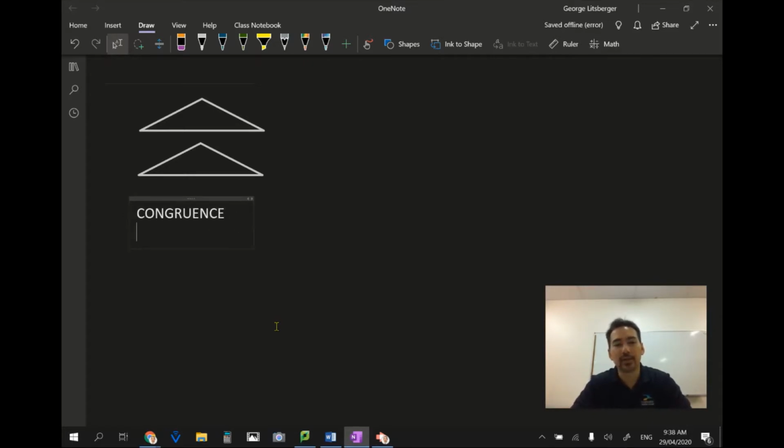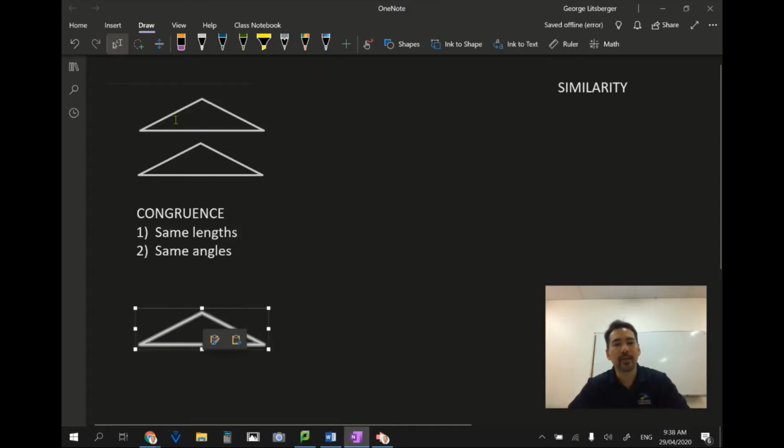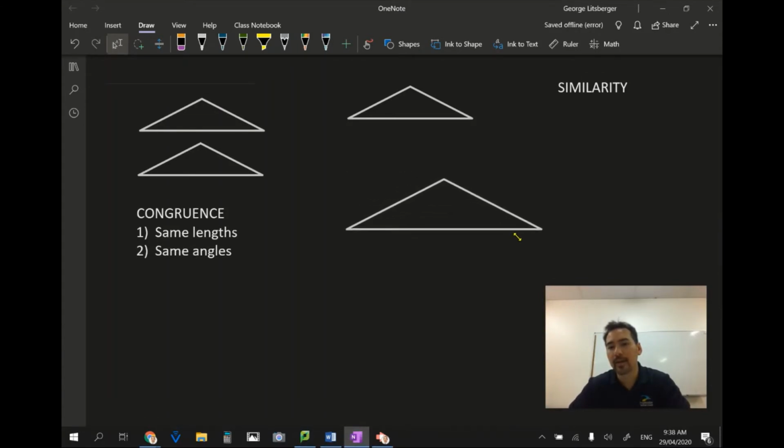We would say that the two triangles are congruent when they have the same lengths and when they have the same size angles. And today we're looking at similarity. So similarity is when we have the triangle, which I'm going to start over here, and then I'm going to manipulate the triangle a little bit. If I grab the corner, not the side or the top or the bottom, but I'm going to grab the corner and I pull it out. And I'm sure you've all done this.